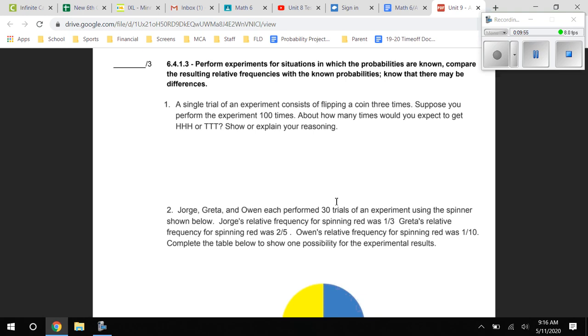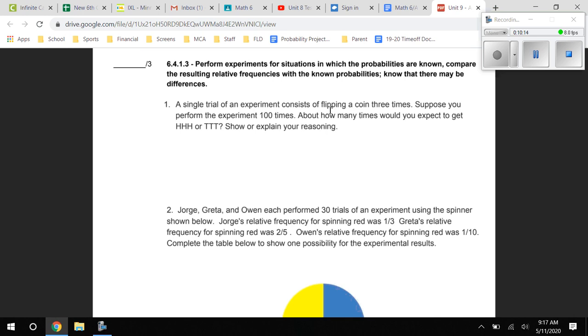Okay, number 1, it says a single trial of an experiment consists of flipping a coin 3 times. Suppose you perform the experiment 100 times. About how many times would you expect to get heads, heads, heads, or tails, tails, tails?